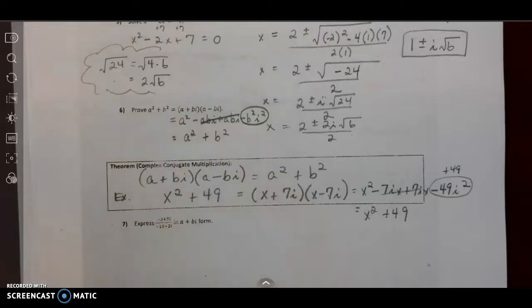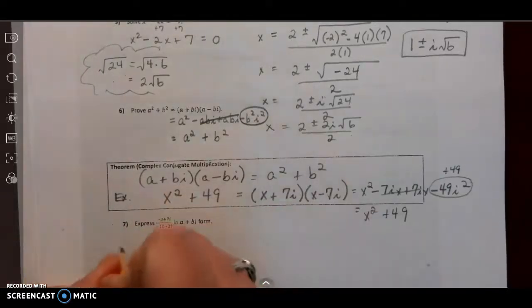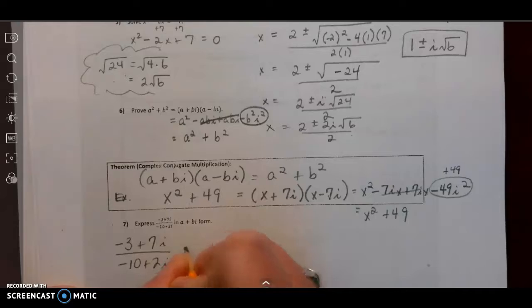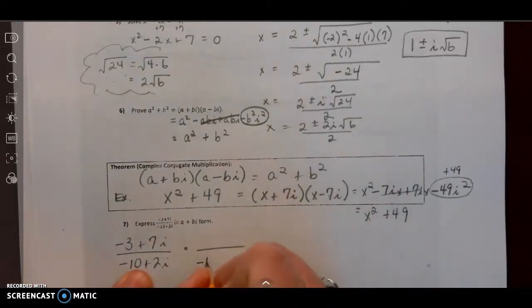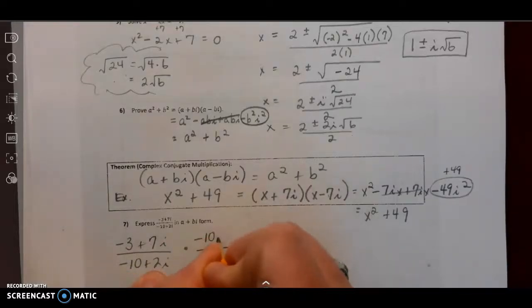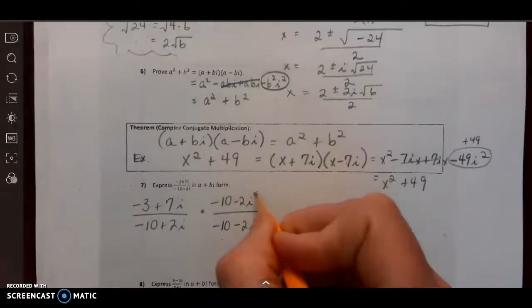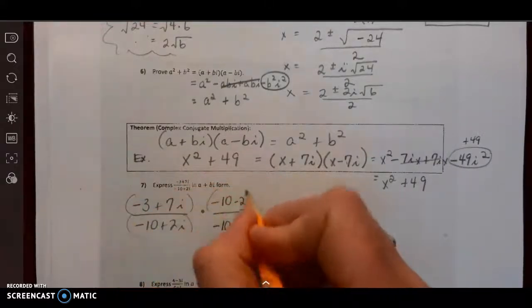Right? Let's go to number 7. We're asked to write this in a plus bi form. Negative 3 plus 7i divided by negative 10 plus 2i. I'm going to have to rationalize this, so I multiply it by its complex conjugate. Remember, the a stays the same, it's the b that changes. And I have to multiply it by the same thing in the numerator and denominator, so it's really just the number 1. Now I'm going to FOIL.